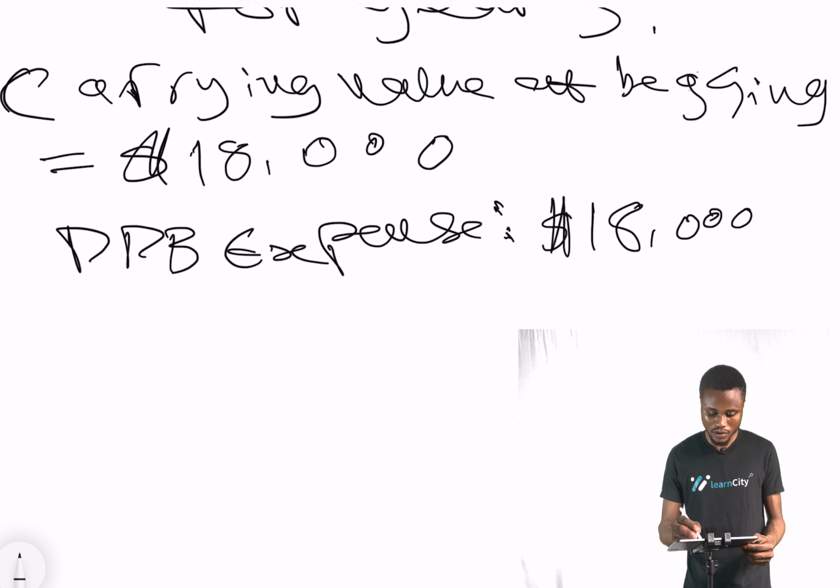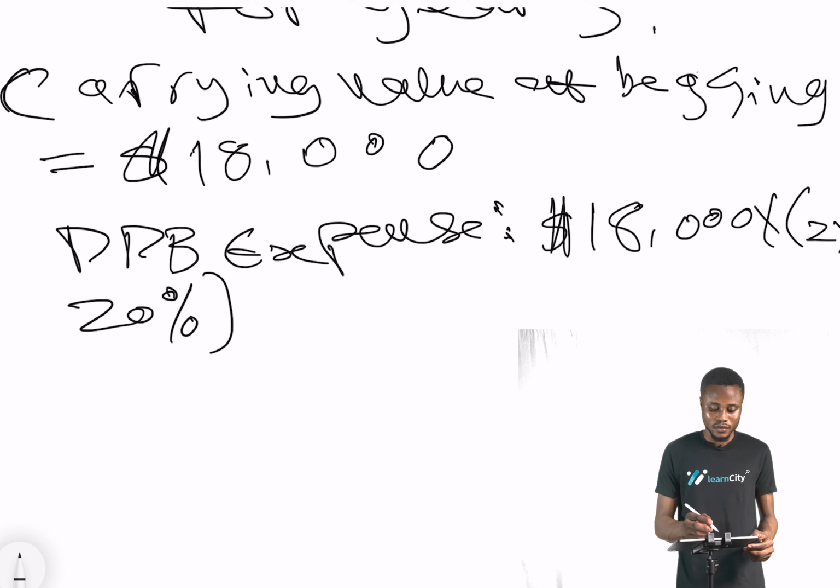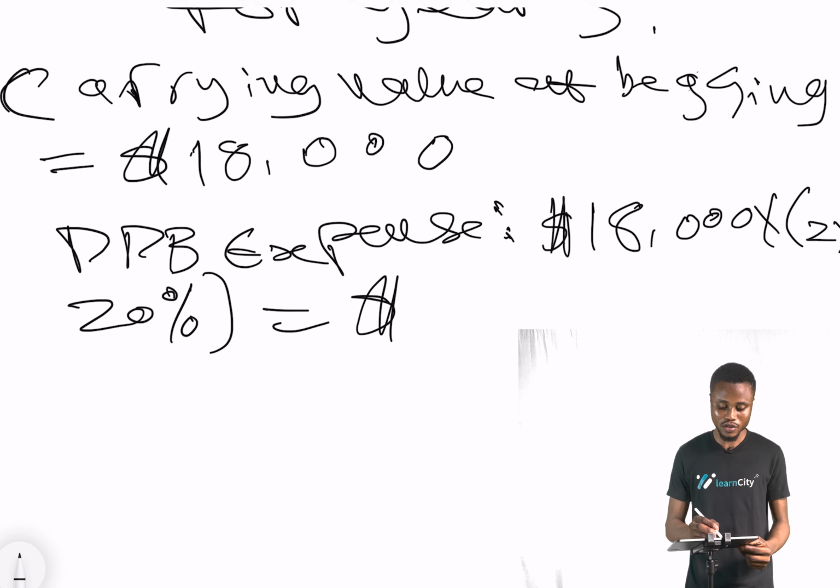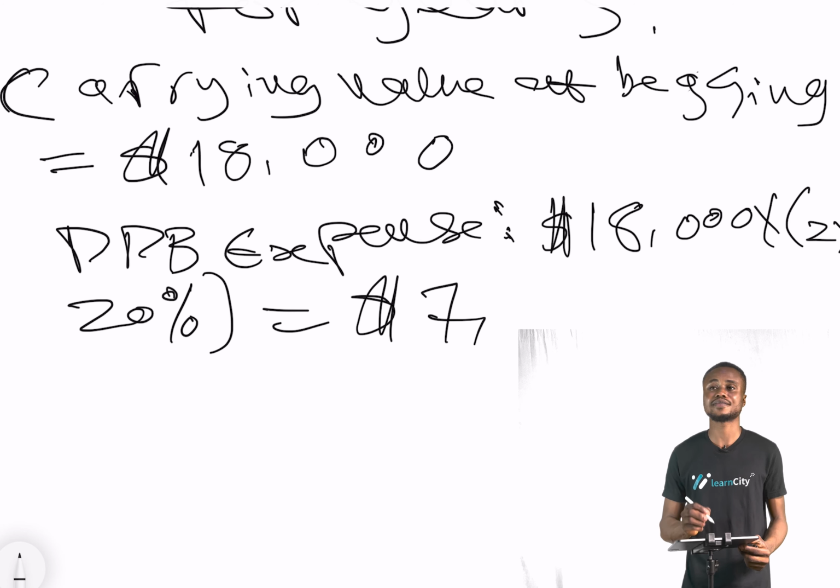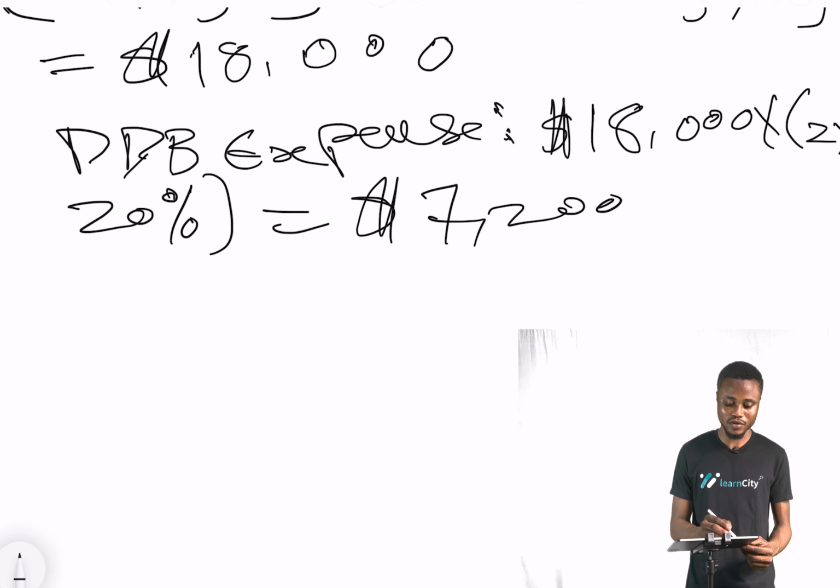DDB expense, 18,000 US dollar multiplied by open brackets 2 multiplied by 20%. So you close the brackets. So if you press this on your calculator now, 18,000 US dollar multiplied by 2 multiplied by 20%, you're going to get 7,200 US dollar. So that's the DDB expense for the third year.